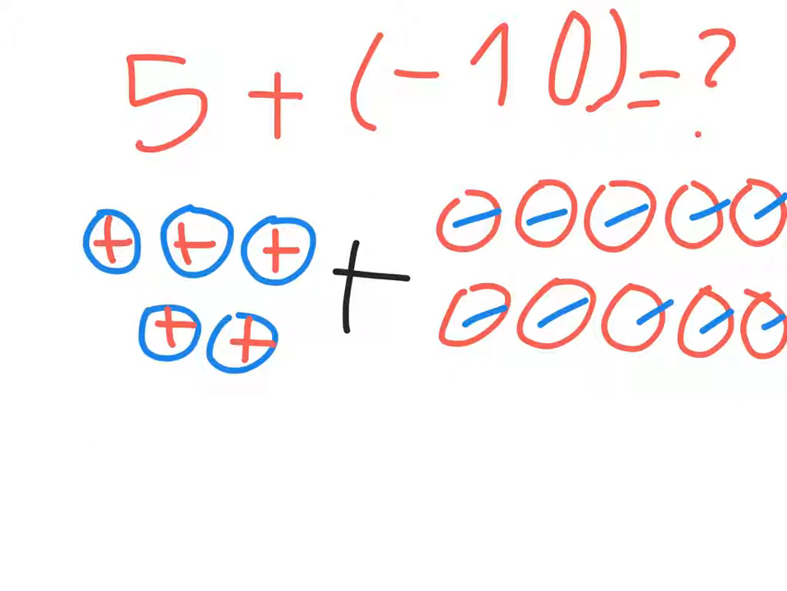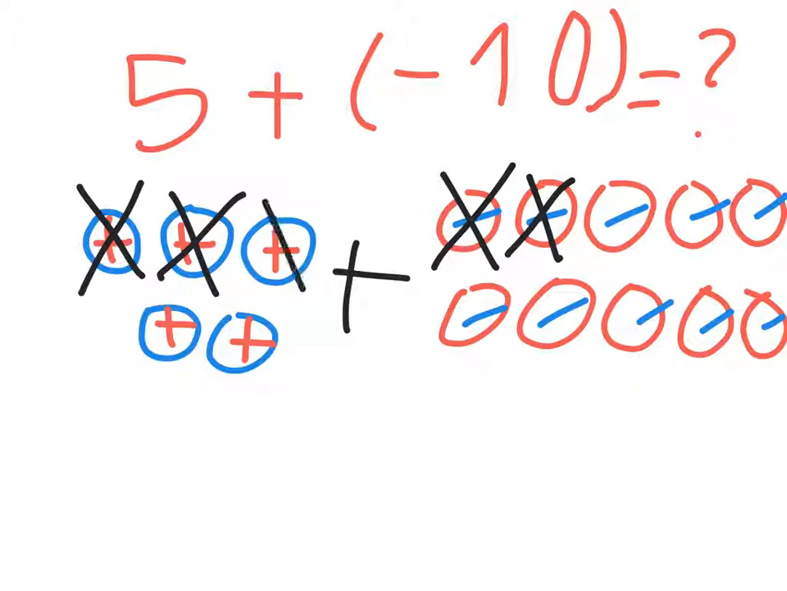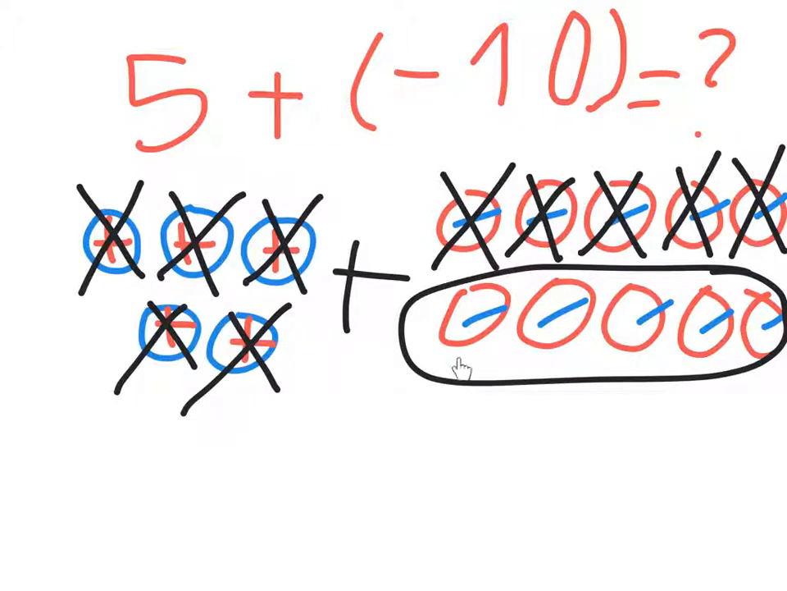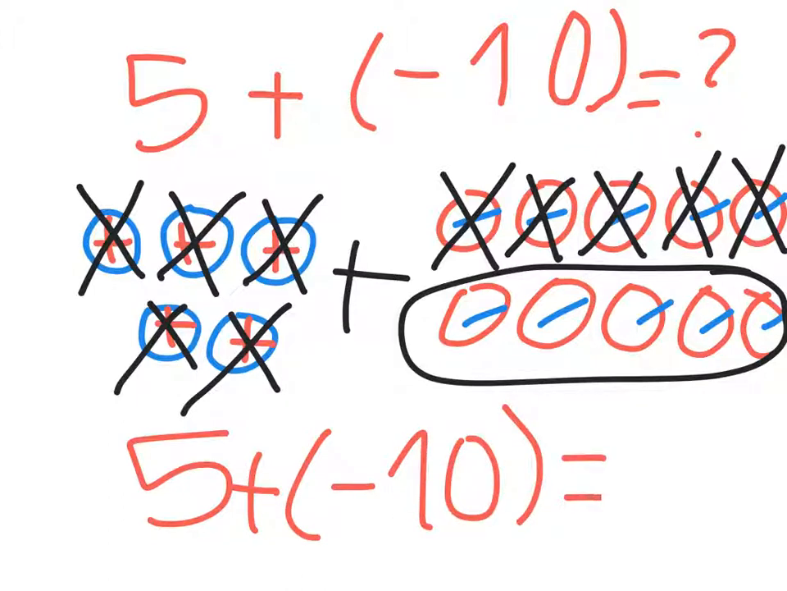Okay, so we learned in the past slide that we can cross out so that we can see what is left over. So we cross out one positive, we cross out one negative, and we keep going, one positive and one negative at a time, and these are what are left. So counting them, we have 1, 2, 3, 4, 5. So 5 plus negative 10 equals negative, because they were negative counters, 5.